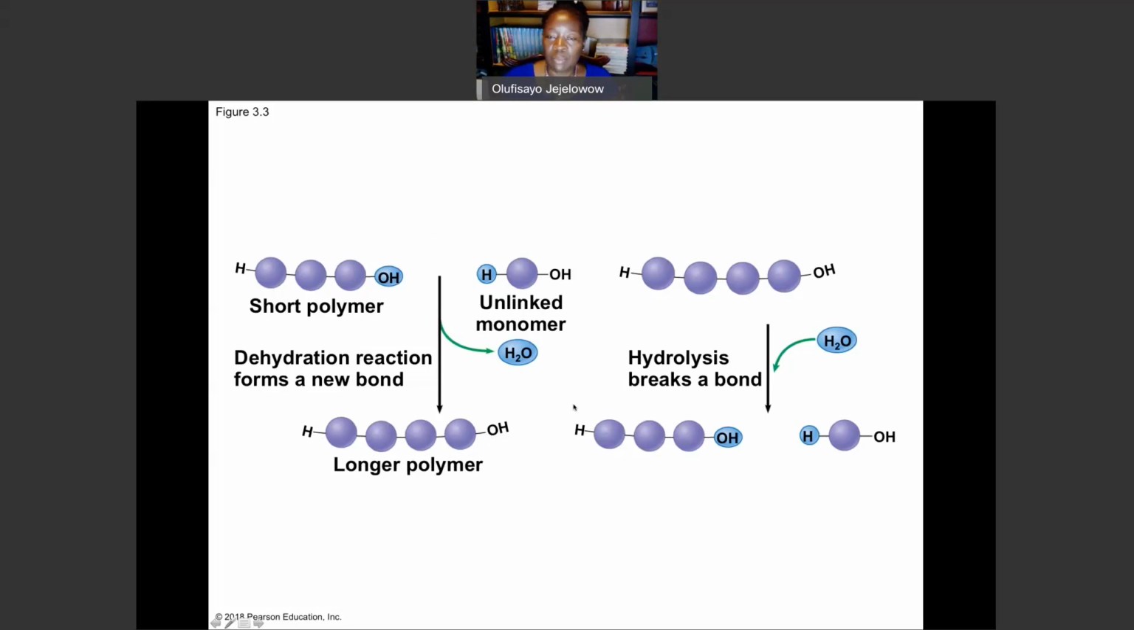And when that polymer gets into another organism, it can be broken down simply by adding the water, and the water goes back to its original position, and we have the original compounds there.